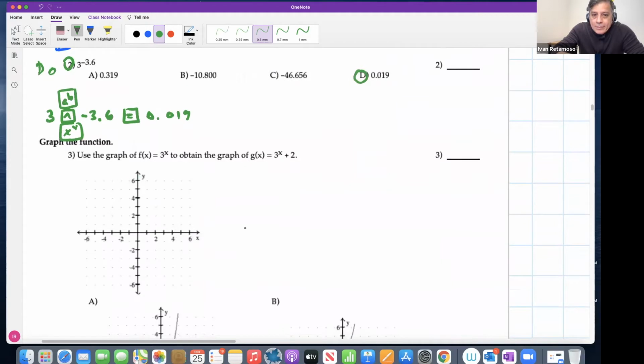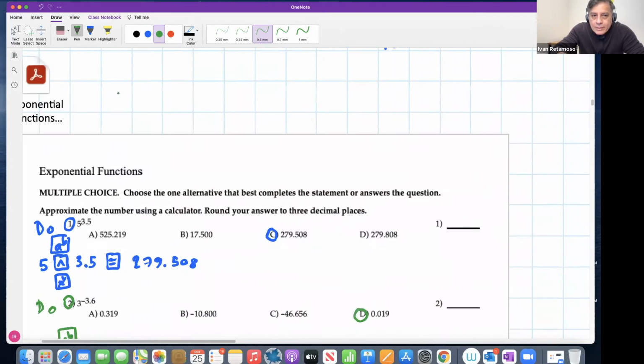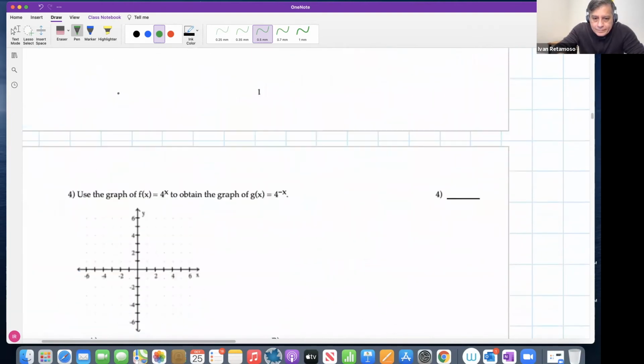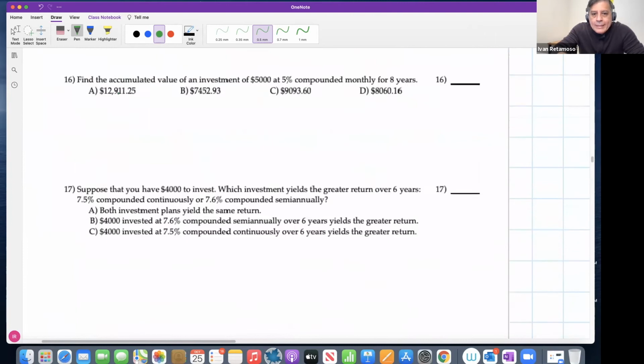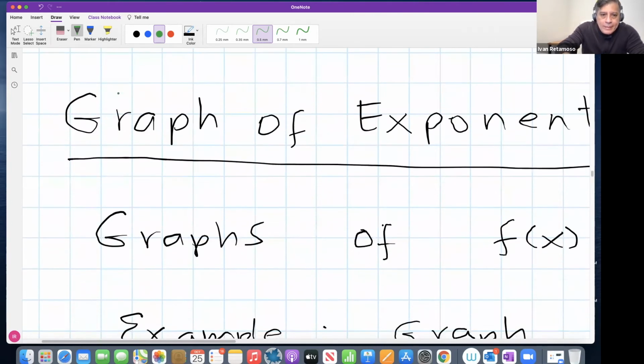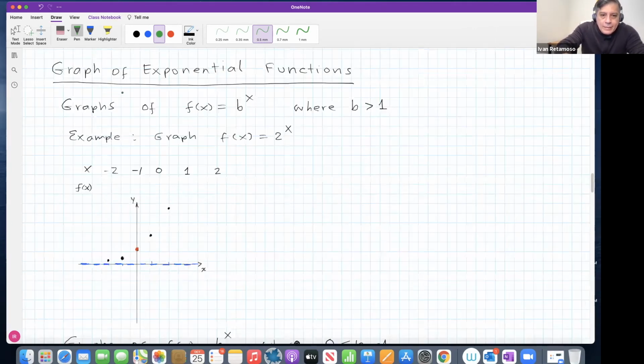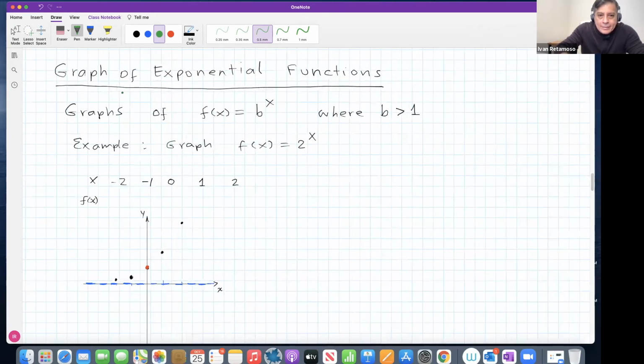So now let's talk about the graphing of these exponential functions. Go back to the lecture. And it turns out when you graph these exponential functions, there are just two scenarios, two cases, that you have to remember. The first case is this.